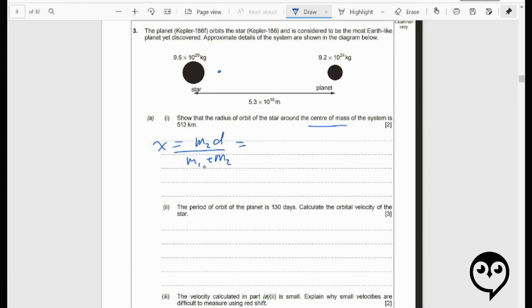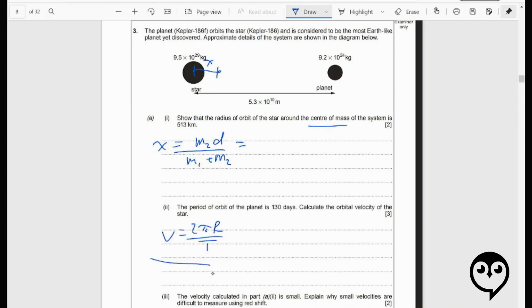And perhaps you remember this formula where x here is the distance from the star to the barycenter, the center of mass, and this is the equation that you've used in WJEC. You plug in the numbers provided and you get your answer. I think we'll move on. The period of orbit is 130 days. Calculate the orbital velocity of the star.